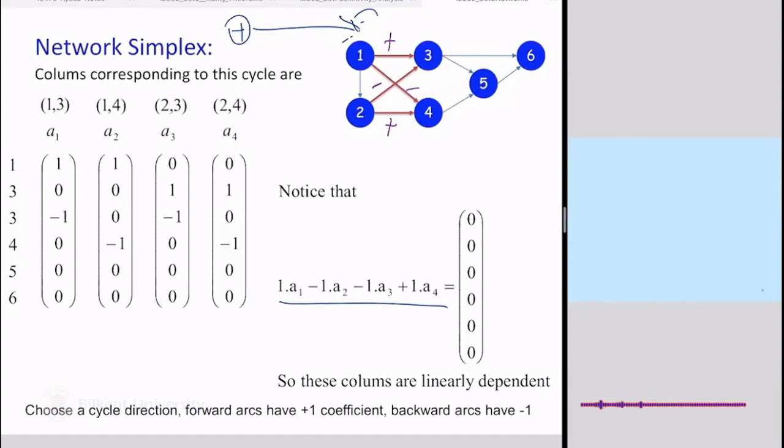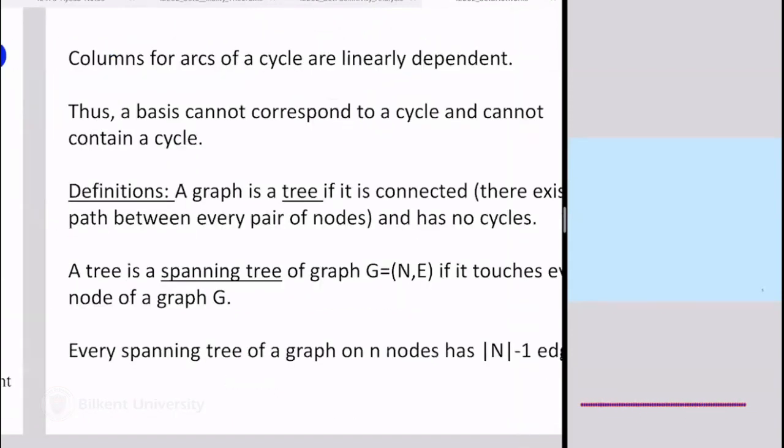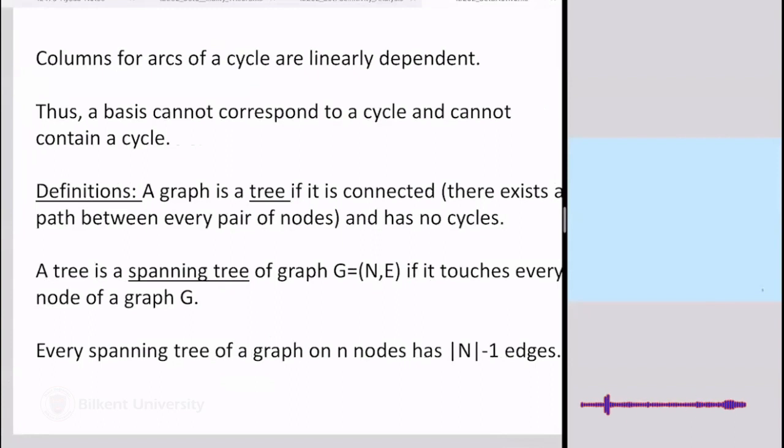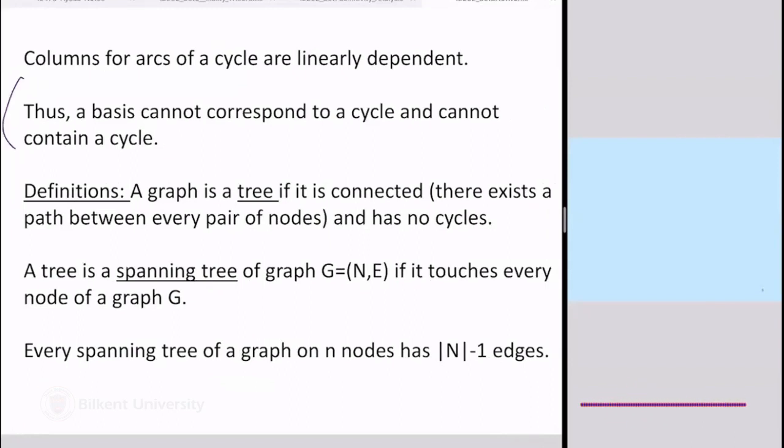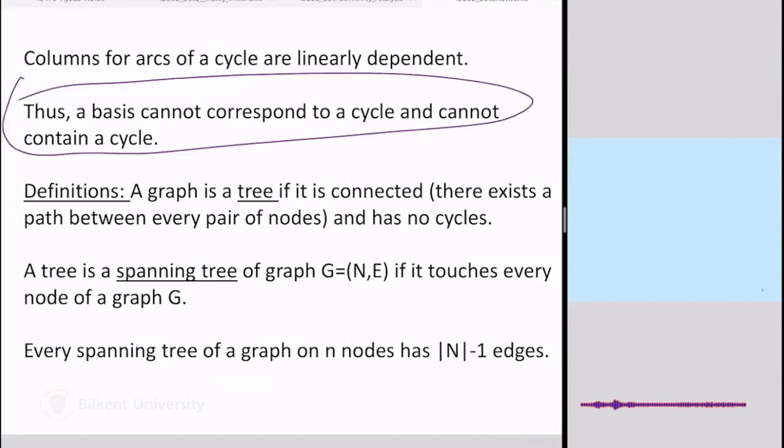That means when I'm trying to solve the MCNFP problem, my basis cannot be a cycle and cannot contain cycles. All right? That means this is our first observation. I cannot even have a cycle in my basis.